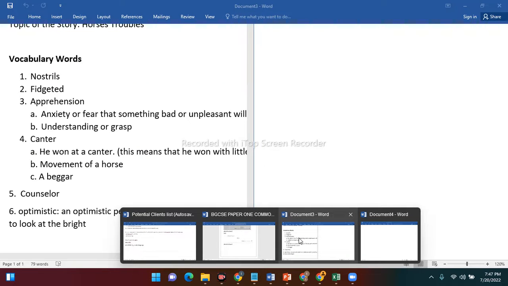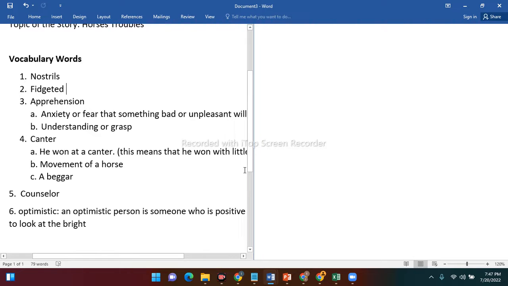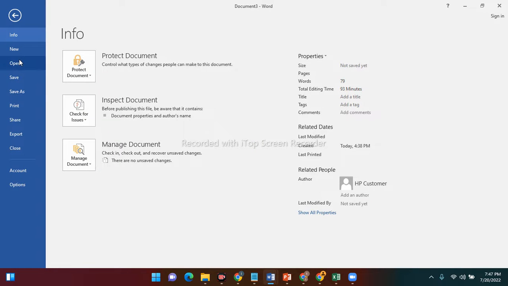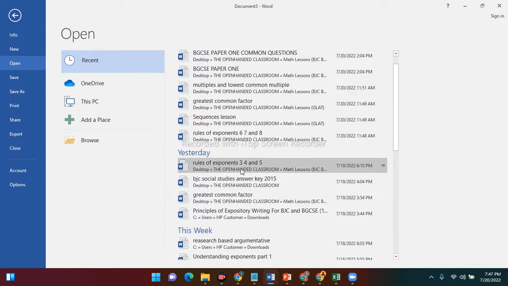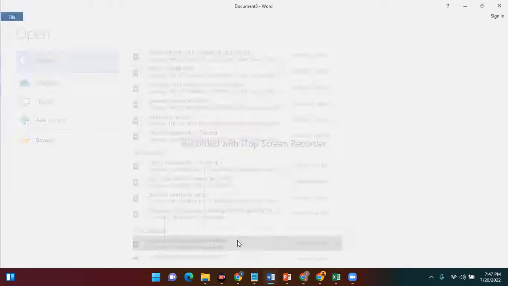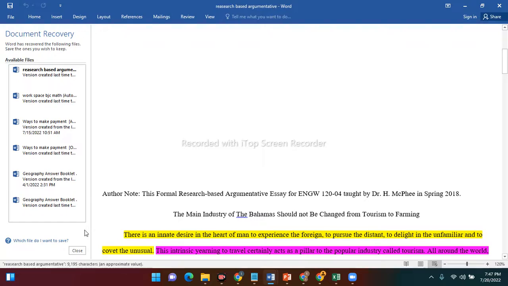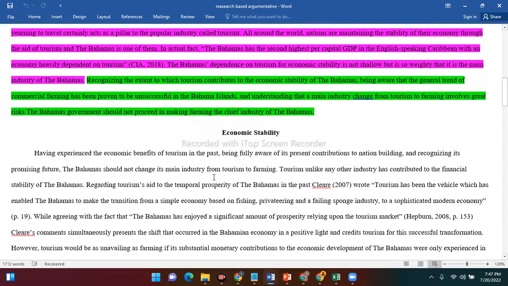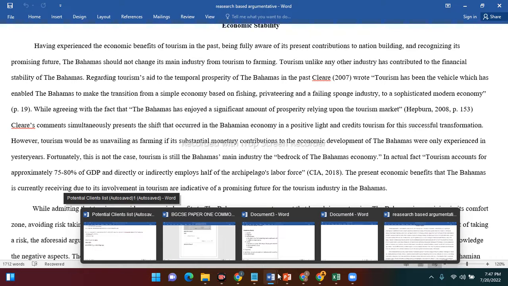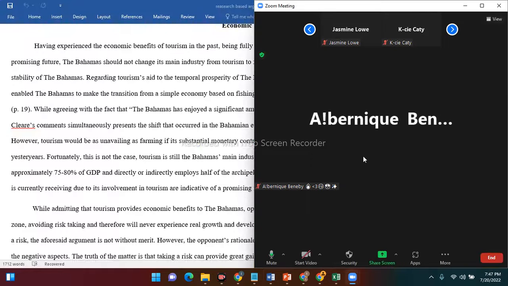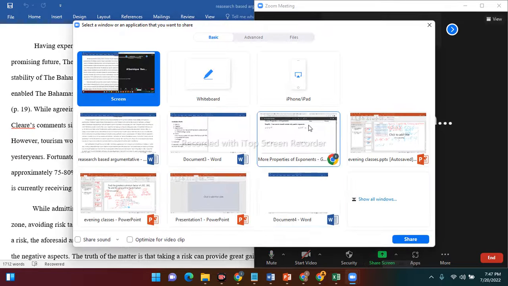In English language, I promised to show you how to rebut. So the principles of how to be wise in offering a rebuttal. Okay, so let me share my screen once again.